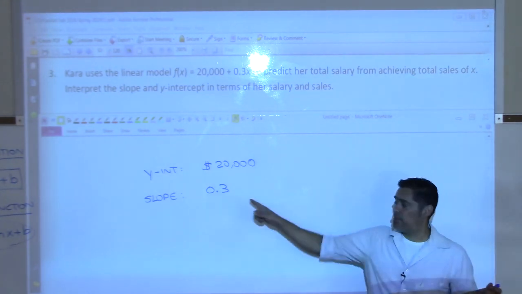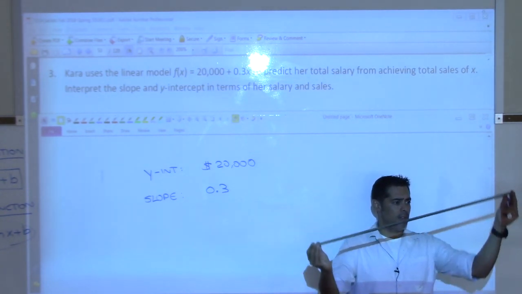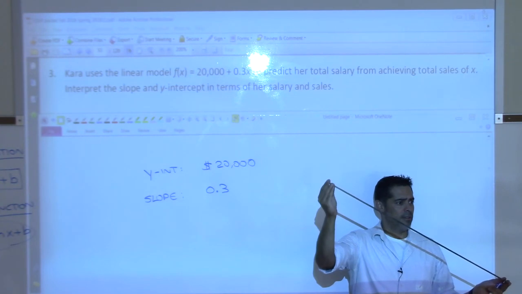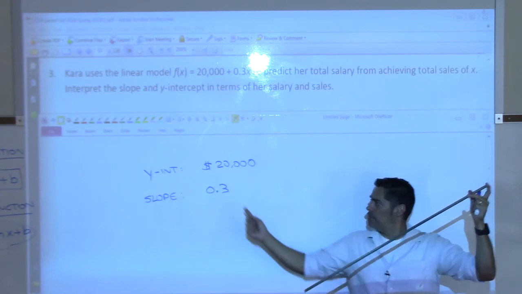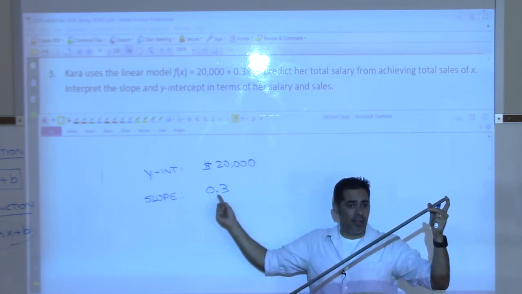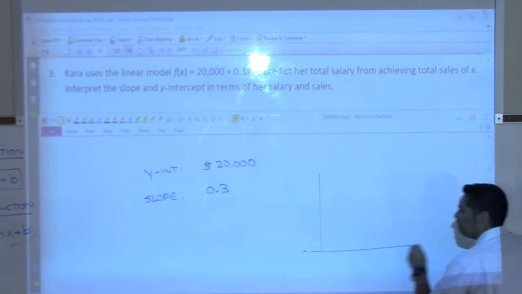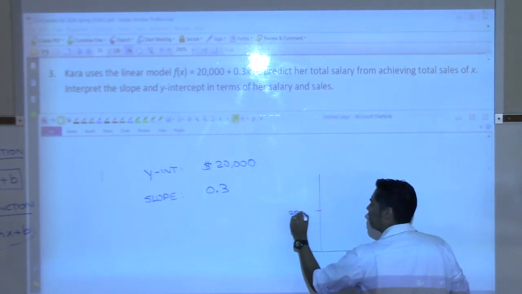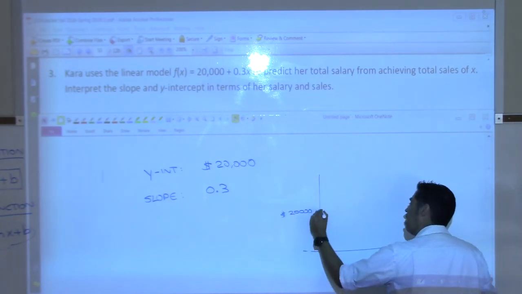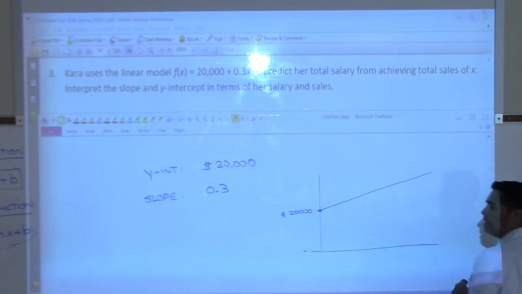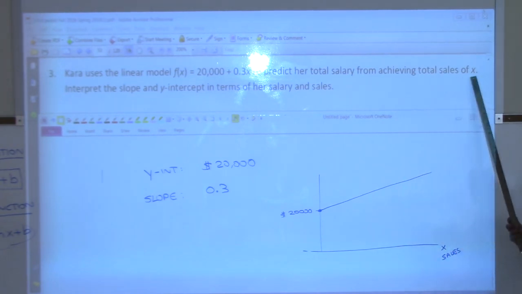Think about the picture of this thing. It's a line. Slope is what? So is it like this or is it like this? This way, it's sloped up. Why do we know it's sloped up? Because the slope is a positive number. So if we know that this linear model looks like this, has a y-intercept of $20,000, and we know that the line slopes up, and this right here is her sales. They tell us that right there, sales of x.